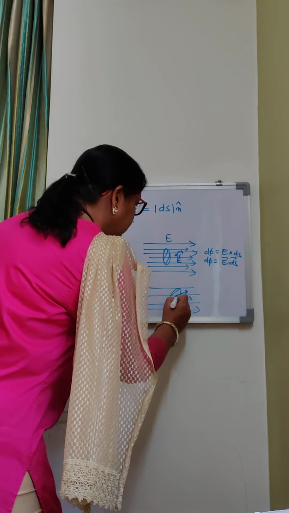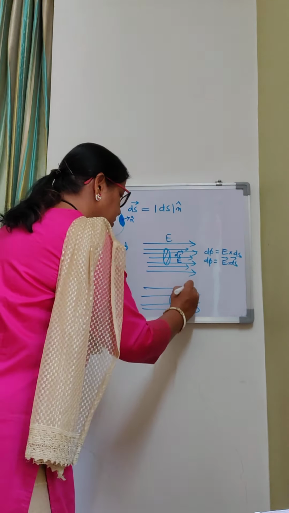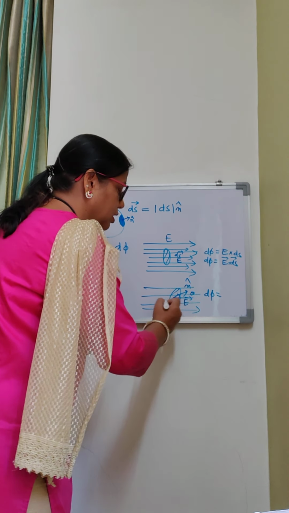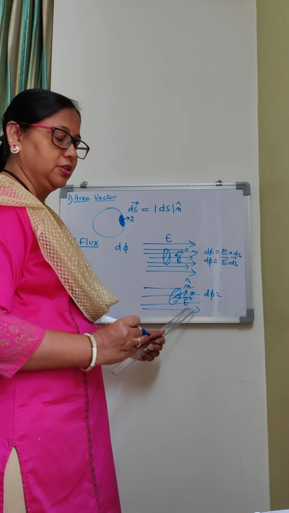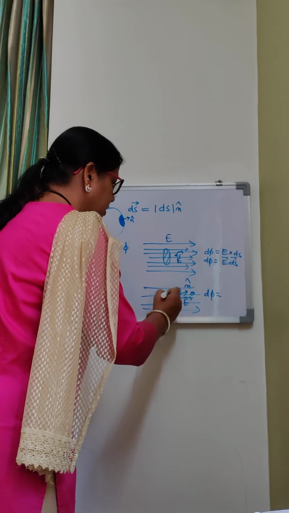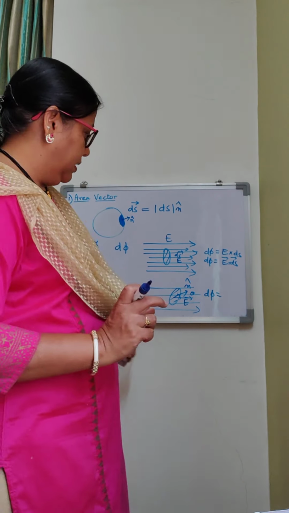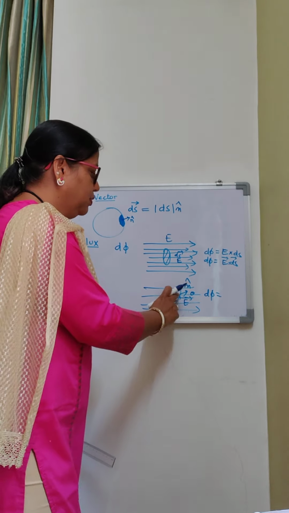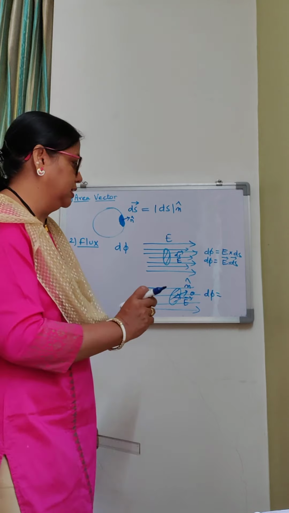So through a certain angle theta, if I take this angle as theta, then the normal is along this direction, and the electric field is along this direction. To find the flux in this case, d phi will be equal to the component of this area vector along this direction. So if the area is ds, what is the component of that area vector in the direction of the electric field? In the direction of the electric field, I have to take the angle, so it becomes ds cos theta.